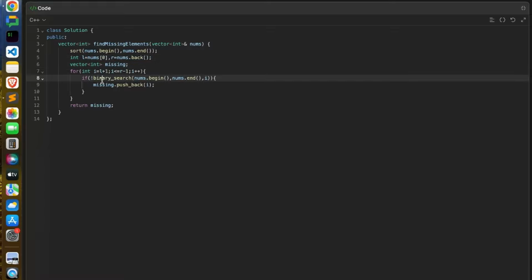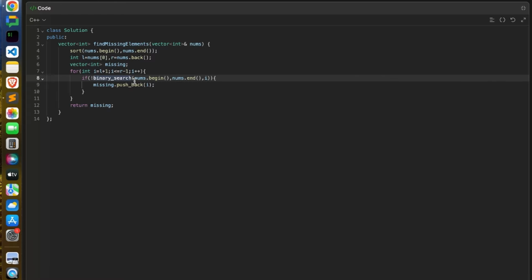Once you sort it, your minimum would be present at the start and the maximum would be present at the end, right? That's why you find the minimum value at the 0th index, nums of 0, and you can find the last value from the back function. nums.back would give you the last value. Now iterate from L plus 1 to R minus 1, and since the array is sorted, you can apply binary search to check if a number is present or not.